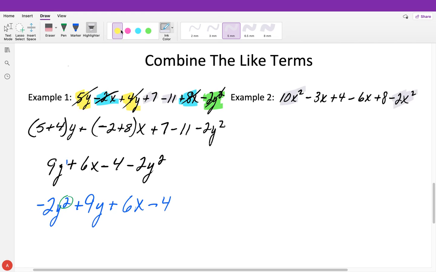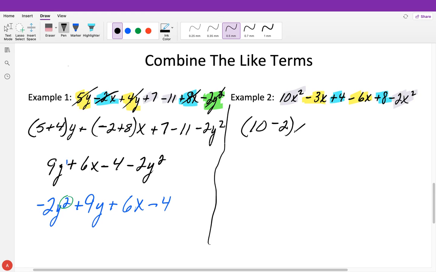All right, so for this next one here, I have x squared, and then I have another x squared, so there are my like terms for that one. I have just x's, and then I have my constants as well. So now I am going to write these in the proper order right away. So I'm going to do my x squareds first. Let me just draw a line going down here so we can separate. So we have 10 minus 2x squared plus negative 3 minus 6x plus 4 plus 8.